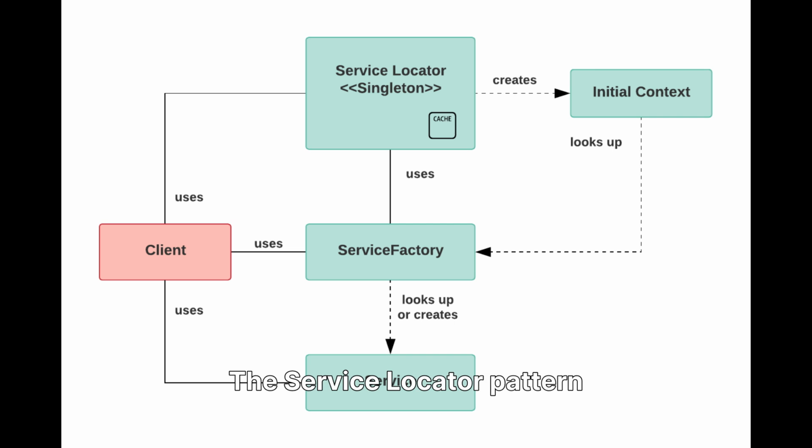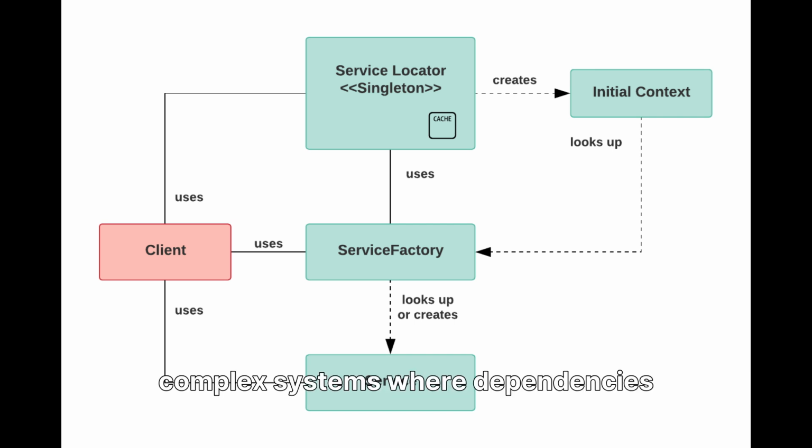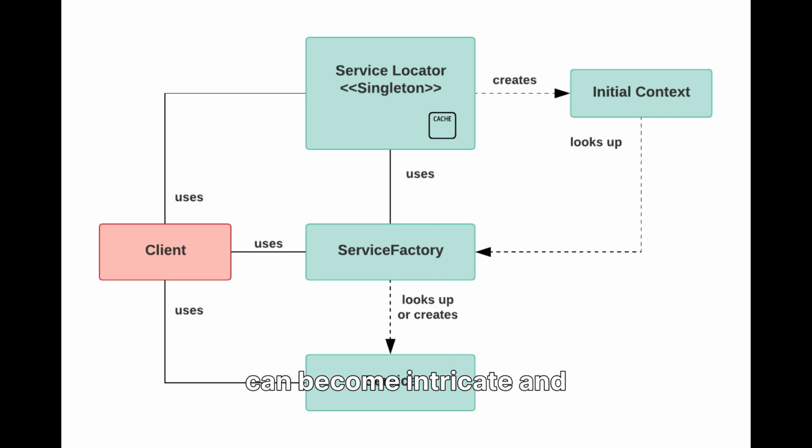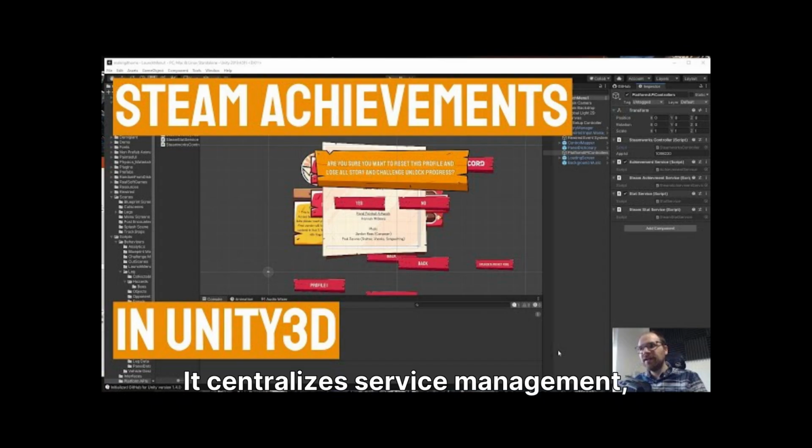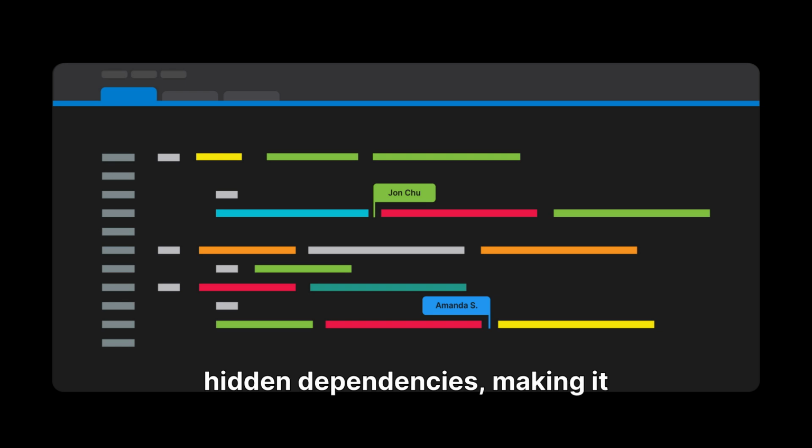The Service Locator pattern is particularly useful in complex systems where dependencies can become intricate and hard to manage. It centralizes service management, making it easier to swap out implementations or add new services without affecting existing code. However, be mindful of potential downsides, such as the Service Locator becoming a global dependency itself. Overuse can lead to hidden dependencies, making it harder to understand a component's requirements at a glance. Always strive for a balance between flexibility and clarity in your architectural decisions.